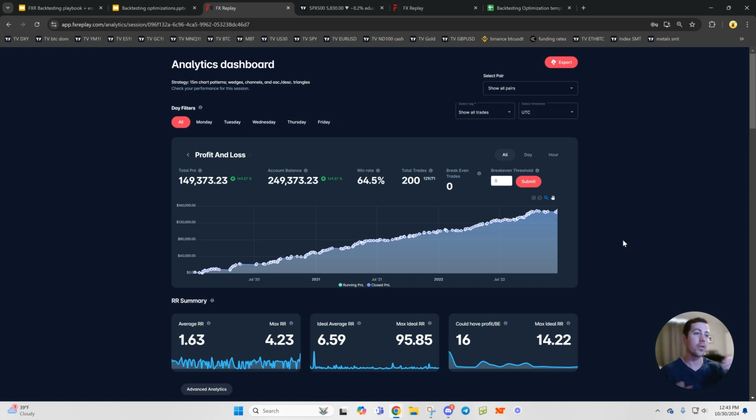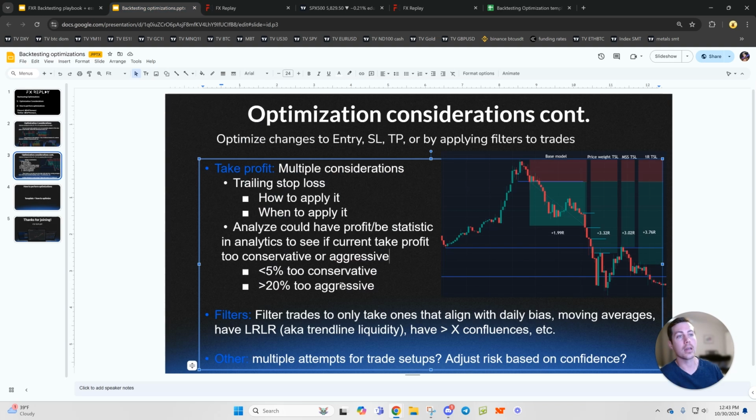Maybe if you're going for like 4 or 5R, you need to scale that back. And potentially also consider some trade management, maybe going to break even after it hits 1.5 or 2R, or doing a trailing stop after it hits 3R, different things like that you can play around with. But I think this statistic is super helpful to give you insights on whether your take profit is too conservative or aggressive.